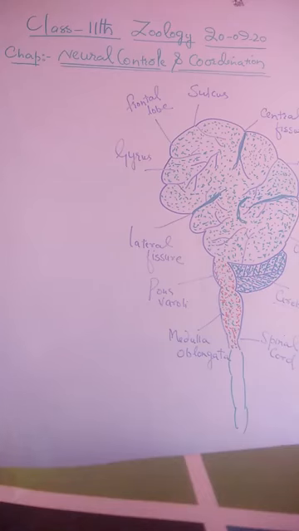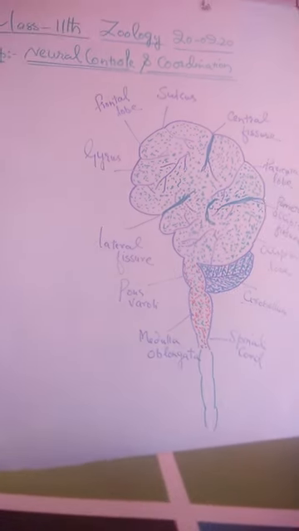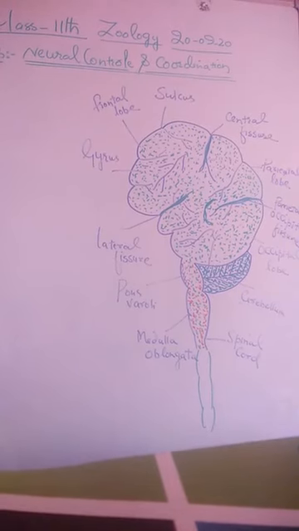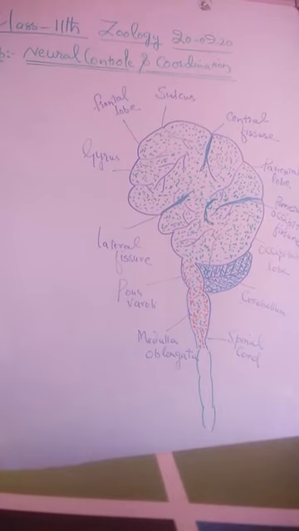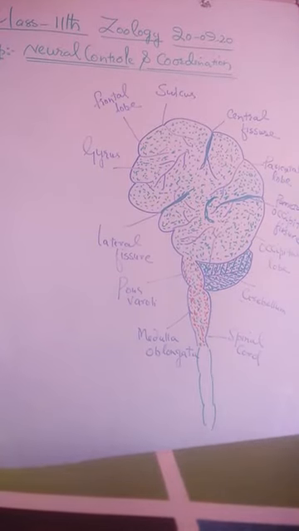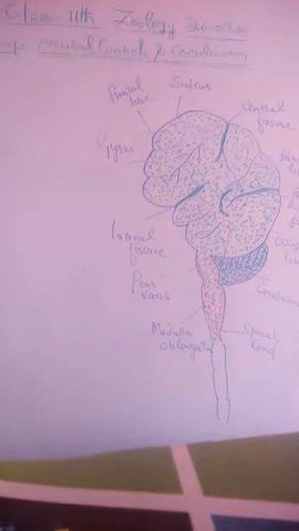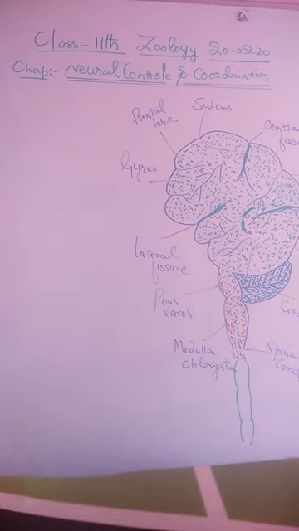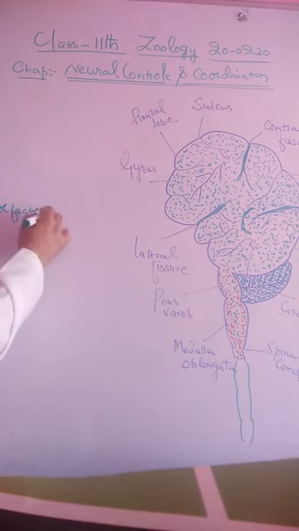My dear students, the diagram in front of you is the human brain. It contains forebrain, midbrain, and hindbrain, and it also contains a rod-like structure that is attached to the hindbrain, called the spinal cord. So far as the parts of the forebrain are concerned, they are olfactory lobes, cerebral hemispheres, and diencephalon.